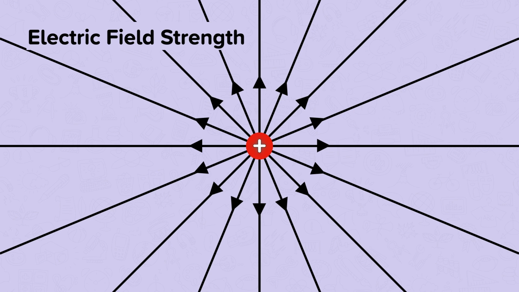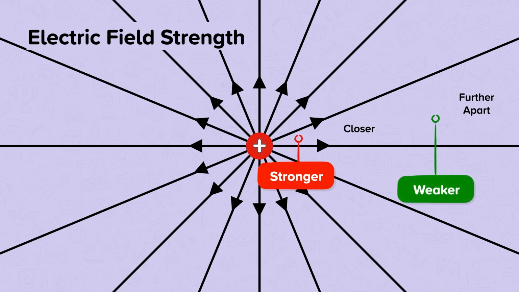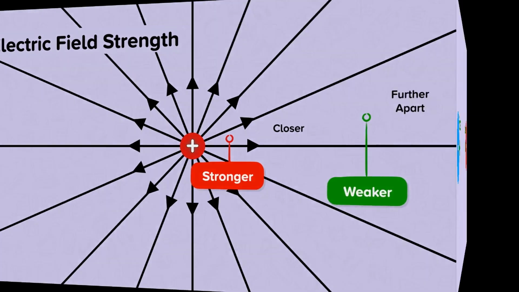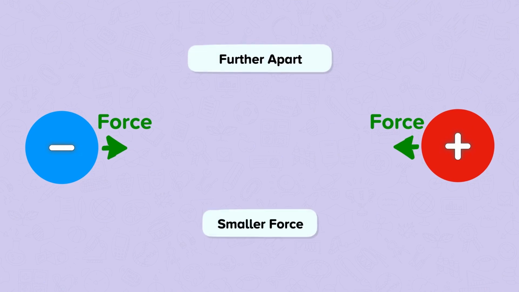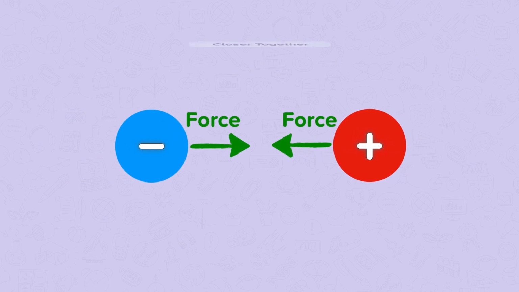The strength of the electric field is shown by the distance between the electric field lines. Close to the charged object, the field lines are close together, and the electric field is stronger. Further away from the charged object, the field lines are further apart, and the electric field is weaker. So at this point, for example, the electric field is stronger than at this point. The effect of the electric field means that the magnitude of the force between two charged objects is smaller when they are further apart, and larger when they are closer together.